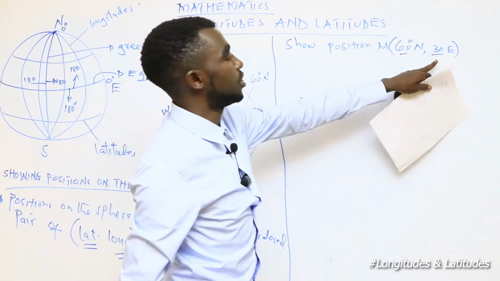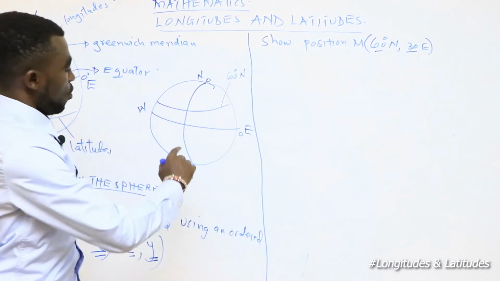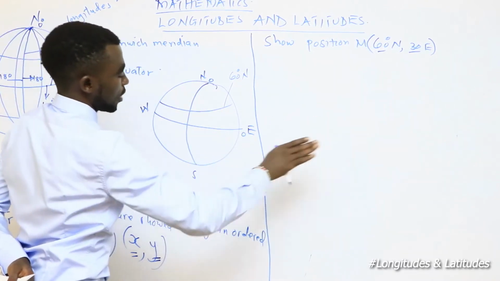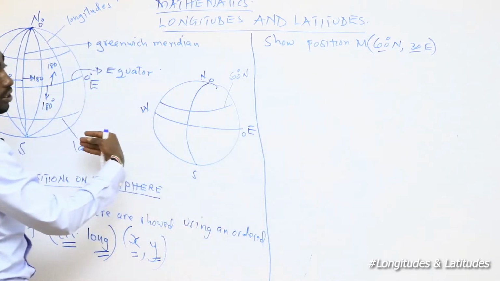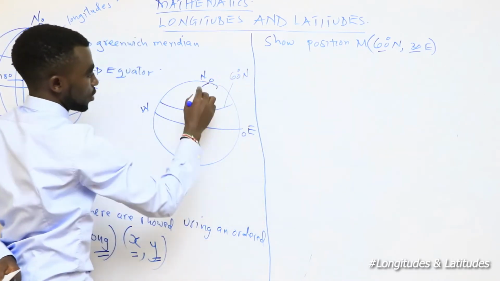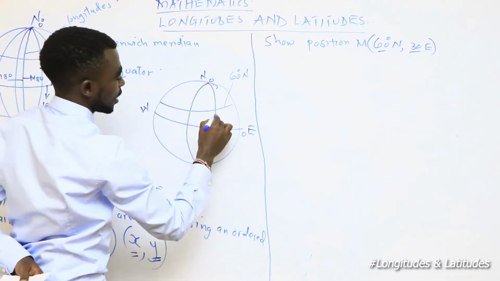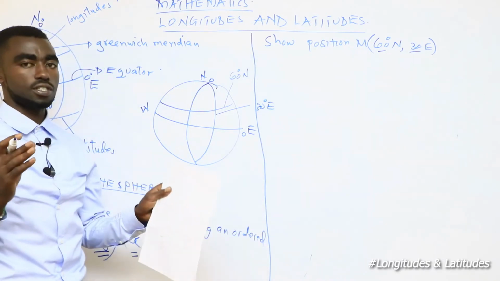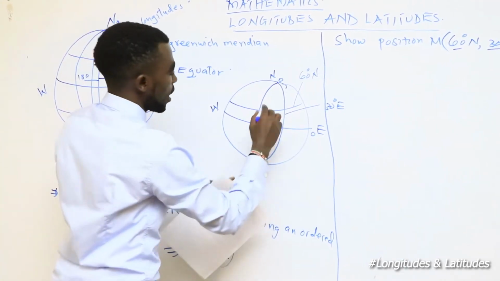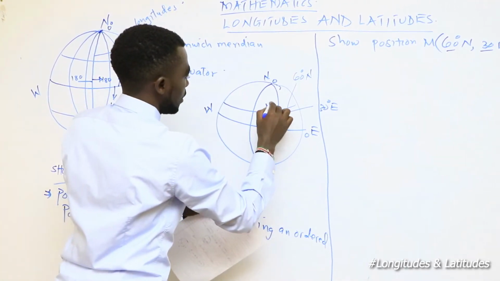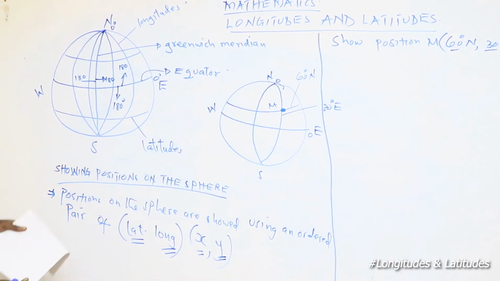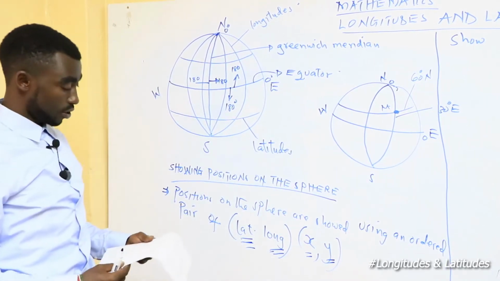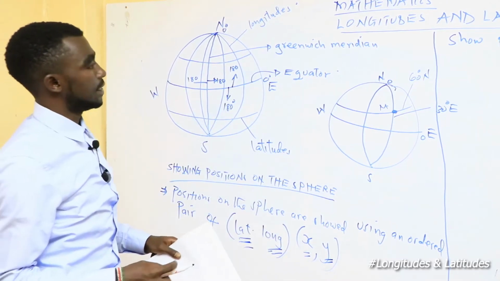Then we have the longitude, which is 30 degrees east. We have the major longitude, which is 0. Remember, from 0 going to the right side, it is the east side. Going to the left side, it is the west side. So it is 30 degrees east. We can assume 30 is somewhere there, then we can show that one is 30 degrees east. So the point of intersection between the two, the latitude and longitude, is the position of point M, where they intersect. So showing the positions on a sphere, we use that pair, latitude and longitude. The other thing we're going to discuss about this is the distances along the sphere.